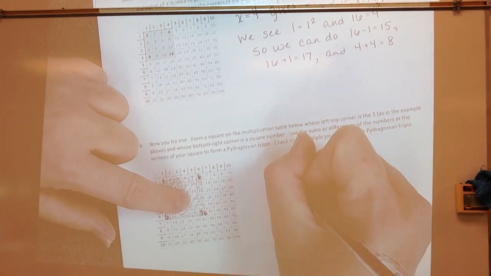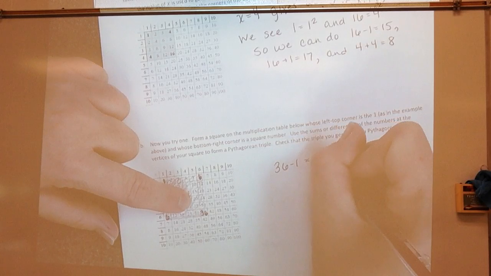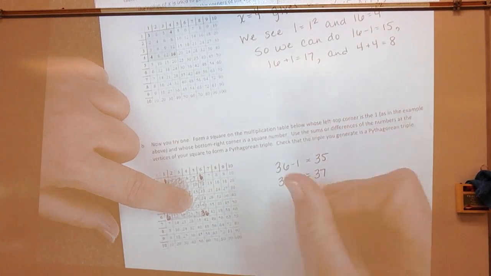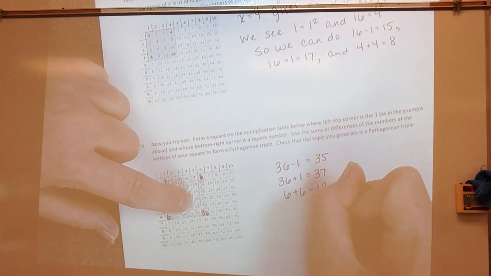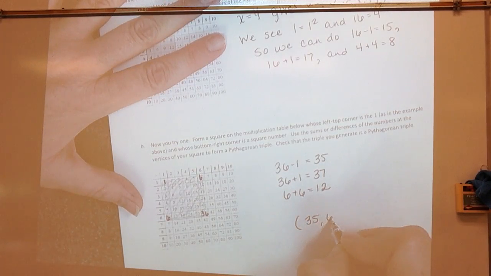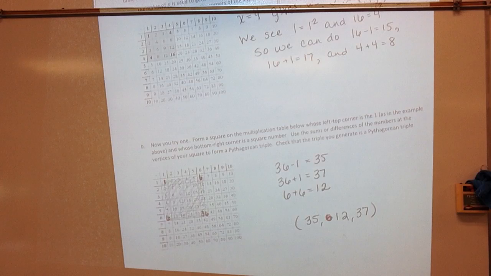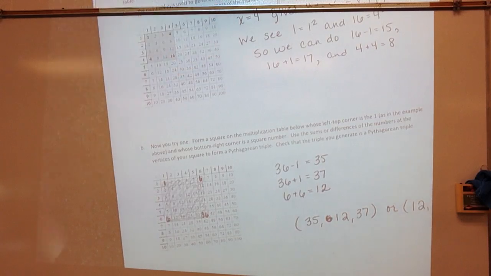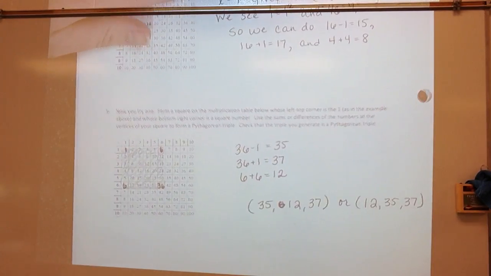Alright, so I can do 36 minus 1 gives me 35. 36 plus 1 gives me 37. And 6 plus 6 gives me 12. So my Pythagorean triple should be 35, 12, and 37. Okay? 35, 12, and 37. Or you could write it however you want, 12, 35, 37. It doesn't matter. Remember, the order of numbers does not matter. Alright? But this is a Pythagorean triple.